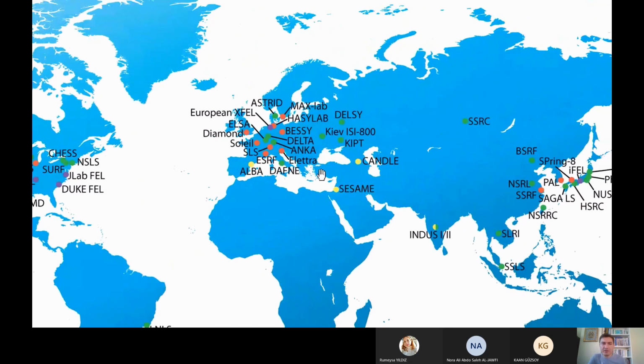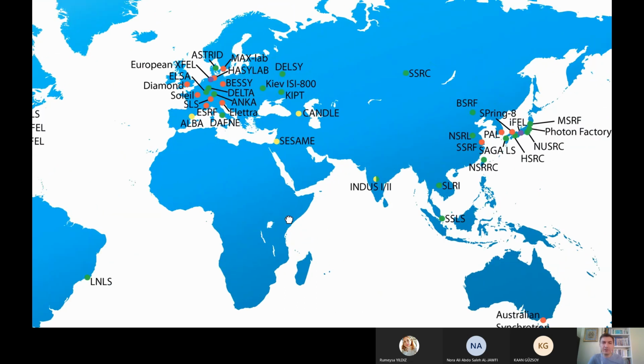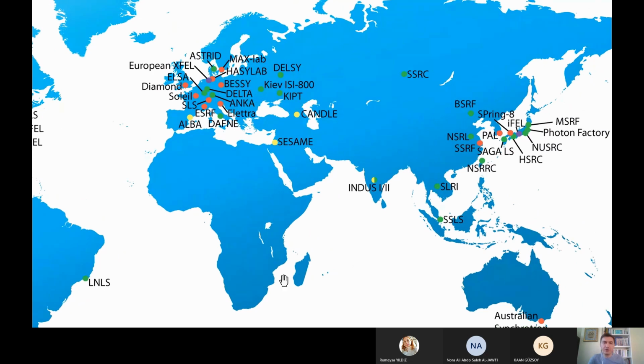You can see more or less no synchrotron light source in this area, in the Balkans here, in Eastern Europe, and also in Turkey, in the Middle East, there is nothing here. In Iran, there is nothing. And also look at Africa. Nothing in North Africa, in Sub-Saharan Africa, in South Africa, there is nothing. So actually, these countries are known as poor countries and they are not producing high technologies.